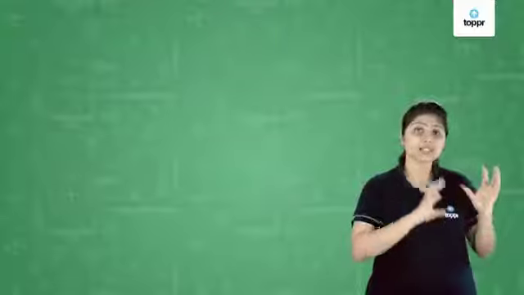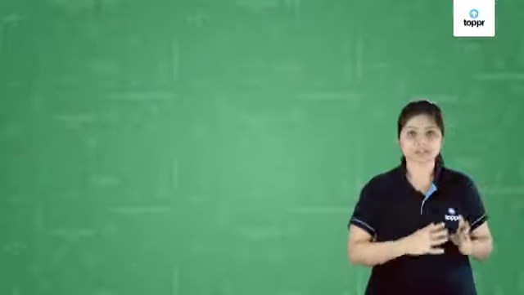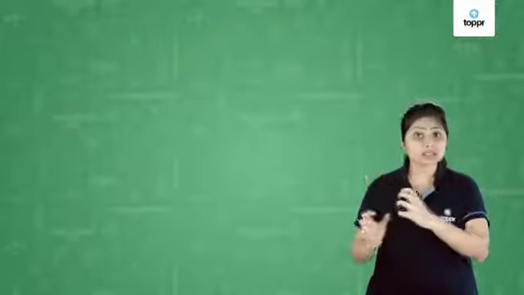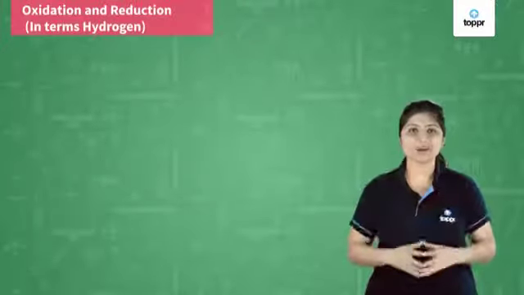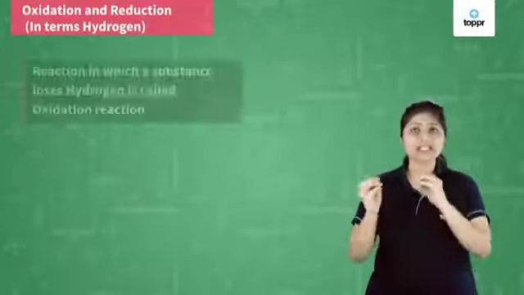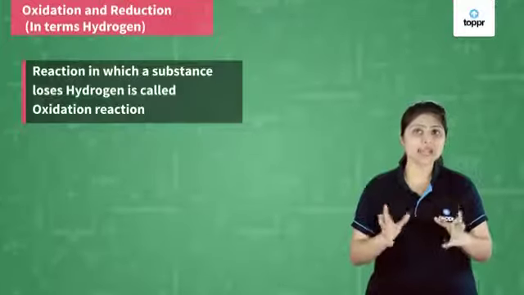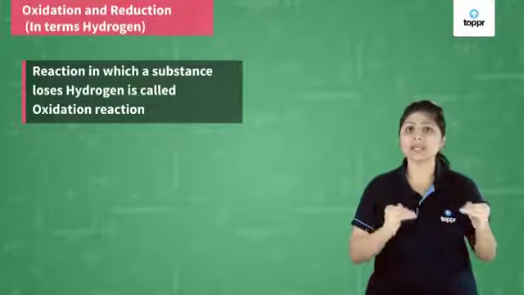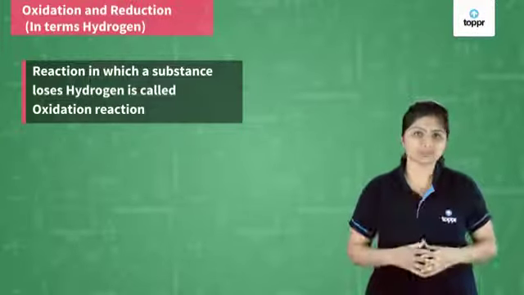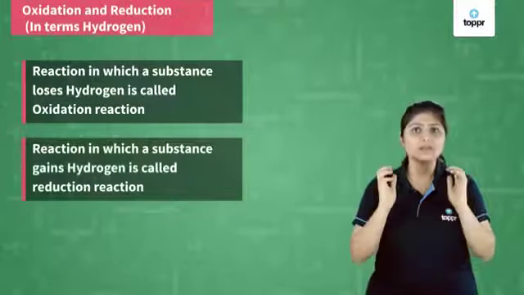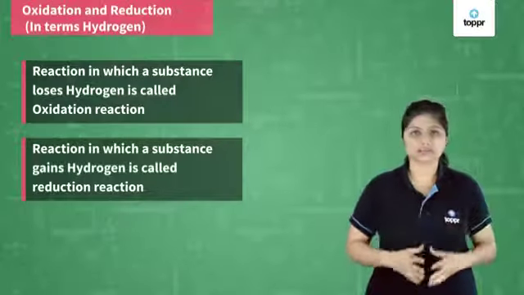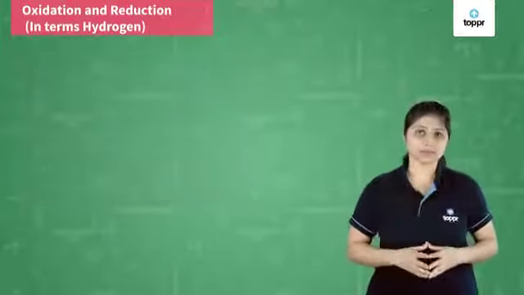Okay, we've seen oxidation and reduction in terms of oxygen. But we can also see oxidation and reduction in terms of hydrogen. Let us see how. If a substance loses hydrogen during a reaction, then the reaction will be termed as oxidation reaction. And if a substance gains hydrogen during a reaction, it will be termed as reduction reaction. Let us see one example.